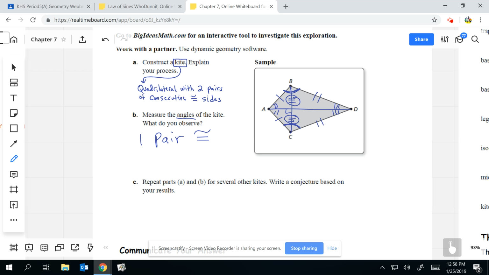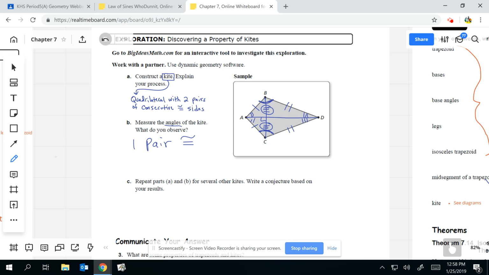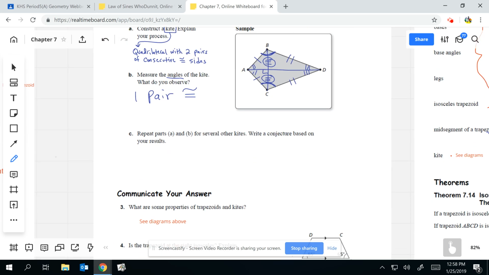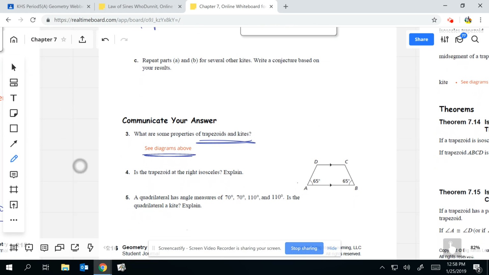So there's quite a bit of stuff in kites. You've got perpendicular diagonals. You've got congruent sides that are next to each other. You've got one diagonal that's bisected. You've got two angles that are bisected. So there's a lot of stuff going on in that kite. That's why I tried to put it all in that picture so you could see it. What are some properties of kites and trapezoids was our essential question. So I just said see diagrams. I gave you all the information and all the tick marks and all the arcs on the diagrams. So look at the diagrams and you'll be able to see all the stuff that's true about a kite and a trapezoid. Okay, so let's look at 4 and 5.